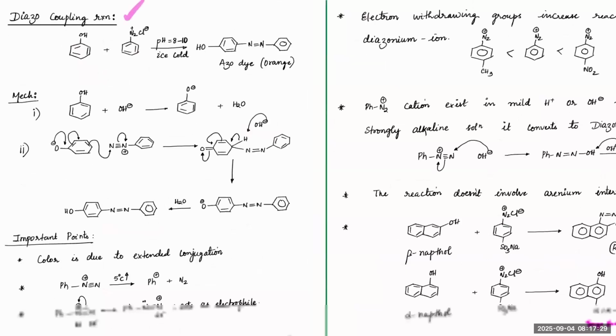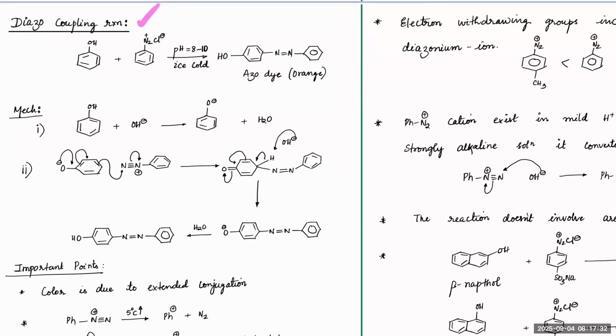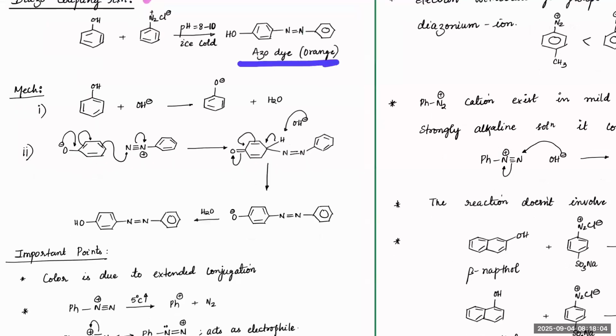Next one, the most important reaction here is diazo coupling reaction. Diazo coupling is when you take phenol, react with diazonium salt. In diazonium salt, when the pH is around 8 to 10, from this position it will attack on nitrogen. So you'll get N double bond N here. So that would be an azo dye formation. Clear, beta?